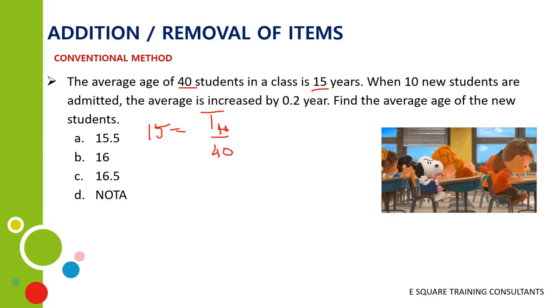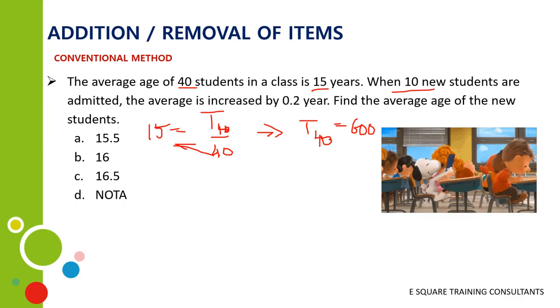Now from this you can calculate the total age of all the 40 students, which is just the multiplication of 15 and 40. So 15 into 40 is going to give us 600. Let us go to the second statement. When 10 new students are admitted, the strength of the class becomes 50.